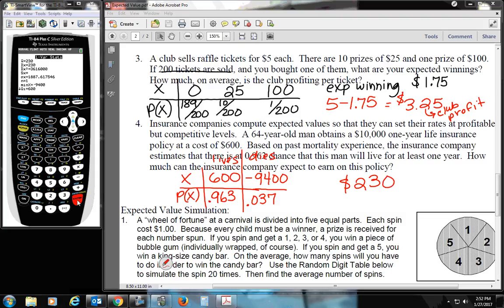How much can the insurance company expect to earn on this policy? Their expected profit off of each and every single insurance policy that they're able to sell is only $230. It's still a profit, so it does add up when you have a lot of people that you're insuring. But what brings it down from that $600 is the fact that sometimes they do have to pay out, and so it does bring down their expected earnings.